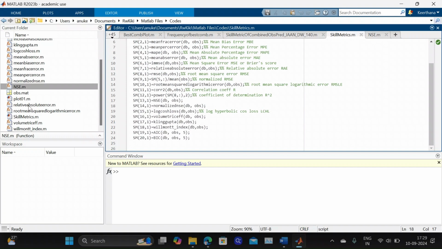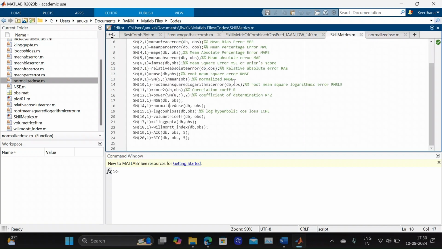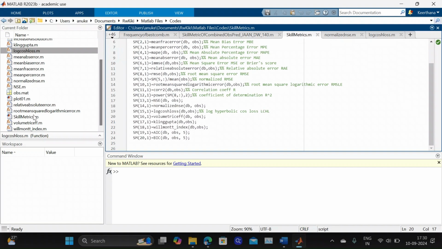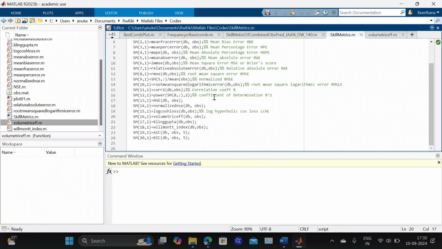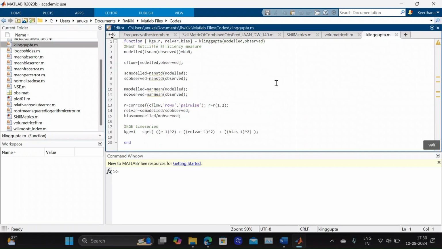Now normalized NSE. This is for normalized NSE. It is 1 divided by 2 minus NSE, that's it. Now log hyperbolic cosine loss. This is the function for the log hyperbolic cosine loss. Now the next is volumetric efficiency. This is the formula for volumetric efficiency. Then Kling-Gupta efficiency, KGE. So this is for Kling-Gupta efficiency.